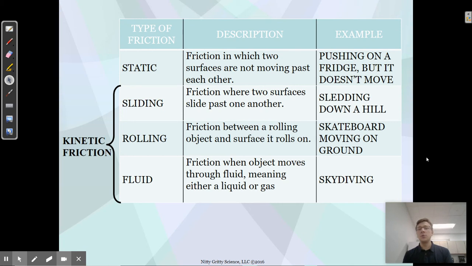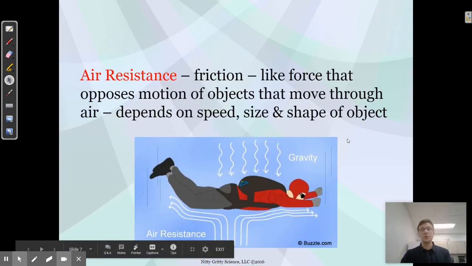The last one is fluid friction. And when people hear the word fluid, I think they think liquids, but gases are also considered fluids. So fluid friction can refer to friction in something like water. That's an actual liquid, or it could also be friction in the air, which is a gas, right? So when you go skydiving, that type of friction specifically is called air resistance, which is what we'll talk about here.